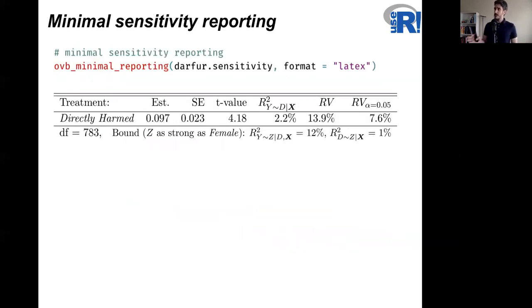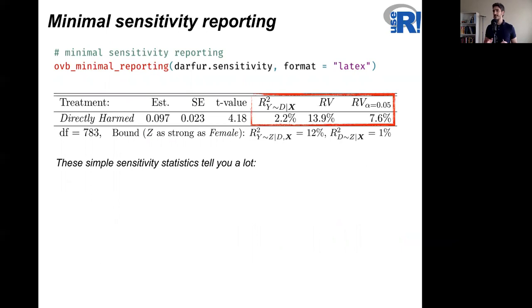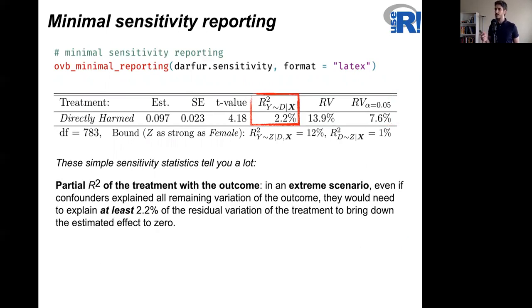The print method of sensemakr provides a quick review of the original estimates, along with three sensitivity statistics suited for routine reporting. But here, instead of showing you the print output in R, I'm showing you a nice LaTeX table that you can obtain with the command OVB minimal reporting. And these simple sensitivity statistics already tell you a lot about the sensitivity of your estimate. So let's start with the partial R-square of the treatment with the outcome.